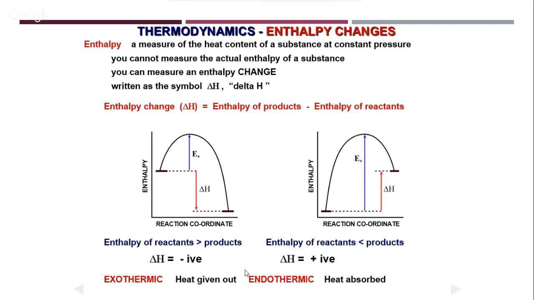Here is a quick diagram. I'm trying to show you in multiple ways how enthalpy change really happens from product to reactant, or vice versa. Now, enthalpy is basically the heat content of a substance at constant pressure. You cannot measure the actual enthalpy directly. You can only measure the change in enthalpy.